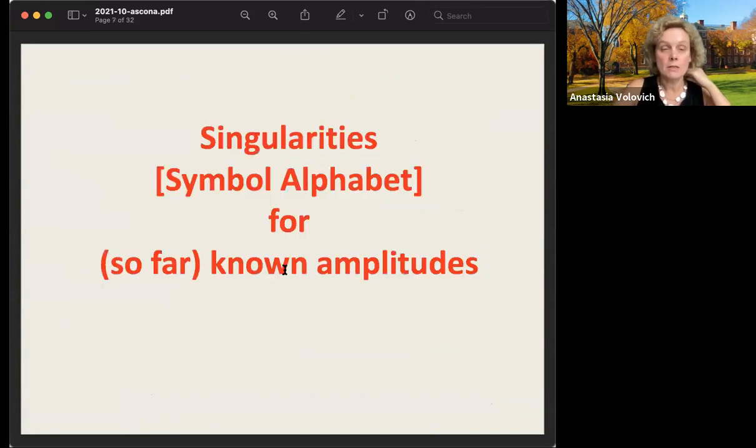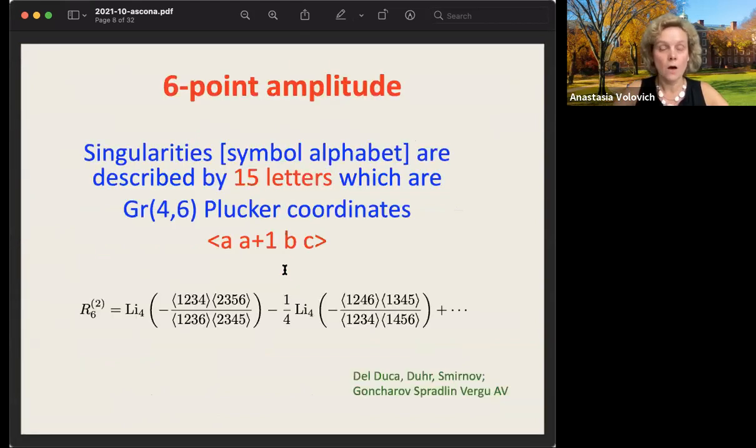So now let me get a little bit more focused and tell you what's known about the singularities or symbol alphabet for known amplitudes. Again, a lot of things are known. I will just tell you what we know. Okay, so let's start with 6.